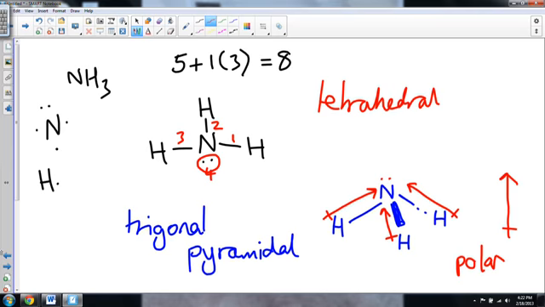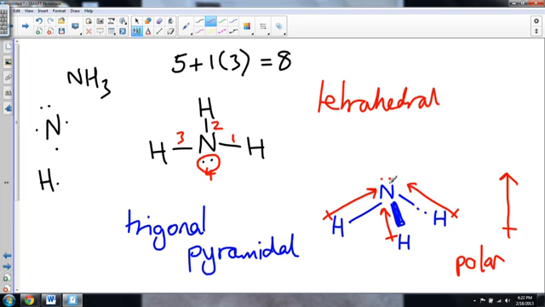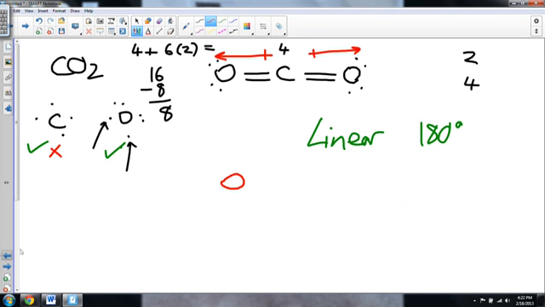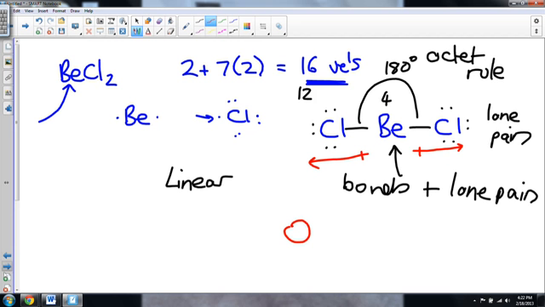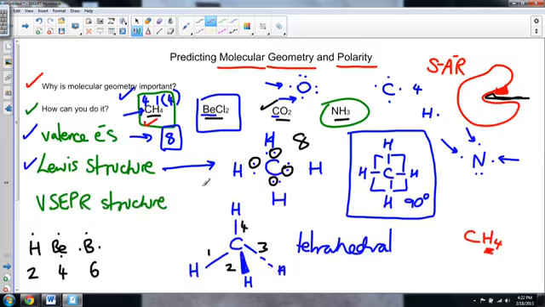So even though in CO2 you have bonds that are polar, if you calculate the electronegativity difference, they cancel each other out. These don't, because of the lone pair. So the key is, does your central atom have a lone pair on it or not? If it does, the dipoles won't cancel. If it doesn't, dipoles cancel. Alright, that was a bunch, but hopefully it makes some sense. Alright, thank you.